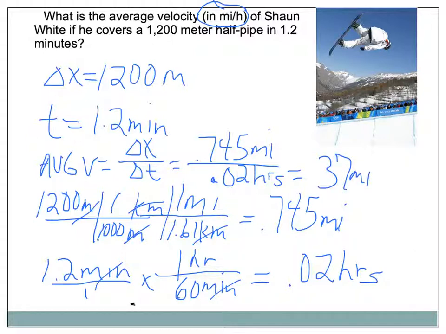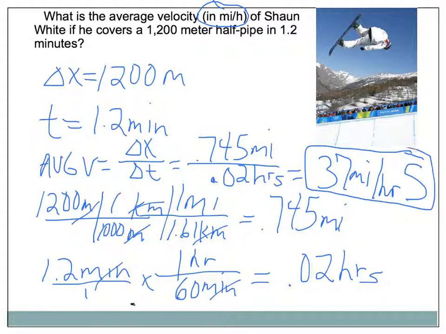miles per hour. And we don't have a direction here, but it does ask for velocity, so I'm just going to give it a direction south. You could put a positive sign if you wanted to. I really don't know much about the direction, but since they're asking for velocity, we should have a direction in our answer. So 37 miles per hour there.